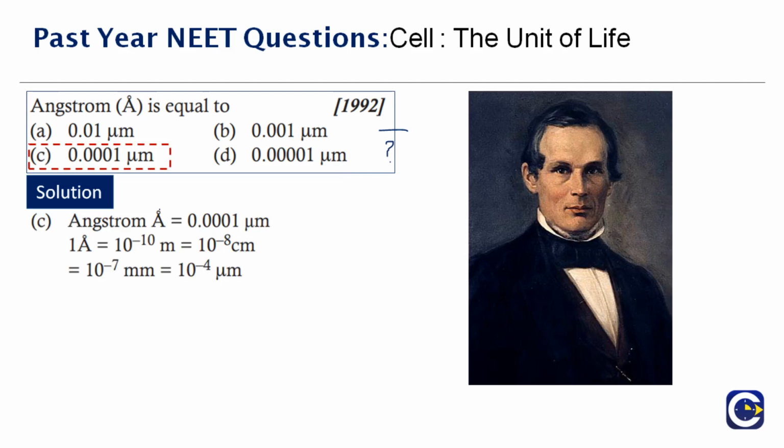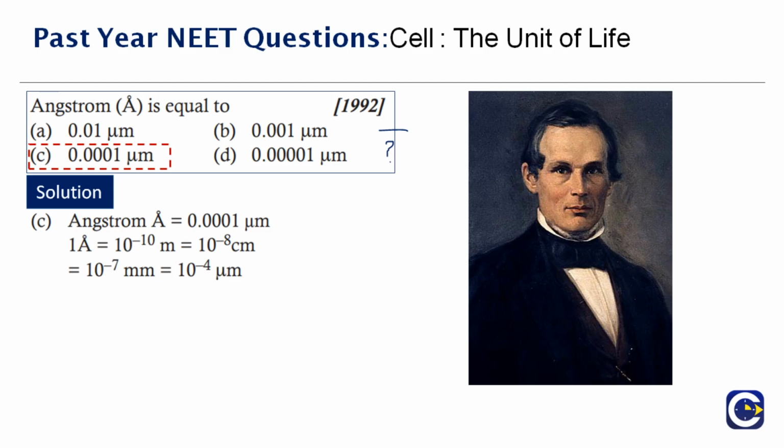He was the one who discovered this method. And if you see, angstrom is equal to 0.001 micrometer. And again, 1 angstrom is equal to 10 to the power of minus 10 meter, which is equal to 10 to the power of minus 8 centimeter. So these are just calculations.